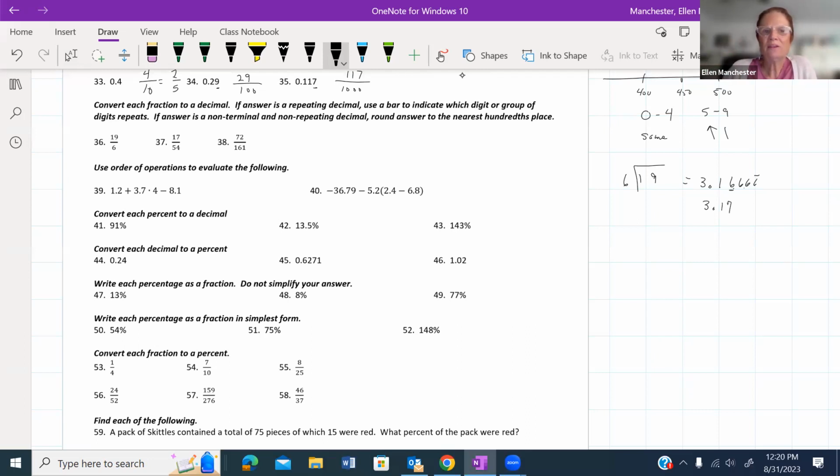Okay, and then jumping to 38, you're literally top to bottom. You go 70, I'm using my calculator. 72 divided by 161 is 0.44724. It's not repeating, but they still want you to round the answer to the hundredths place. So there's my hundredth, the 7 makes the 4 go up, so it's 0.45.